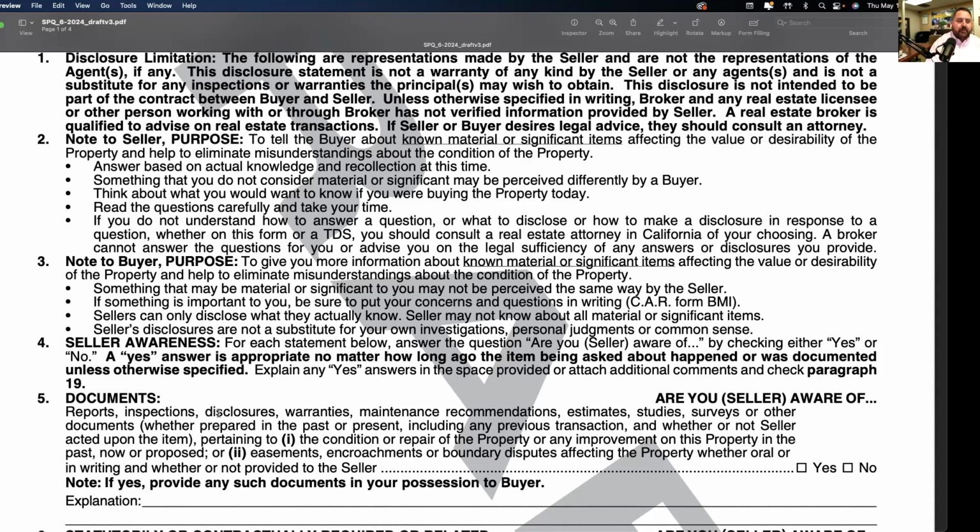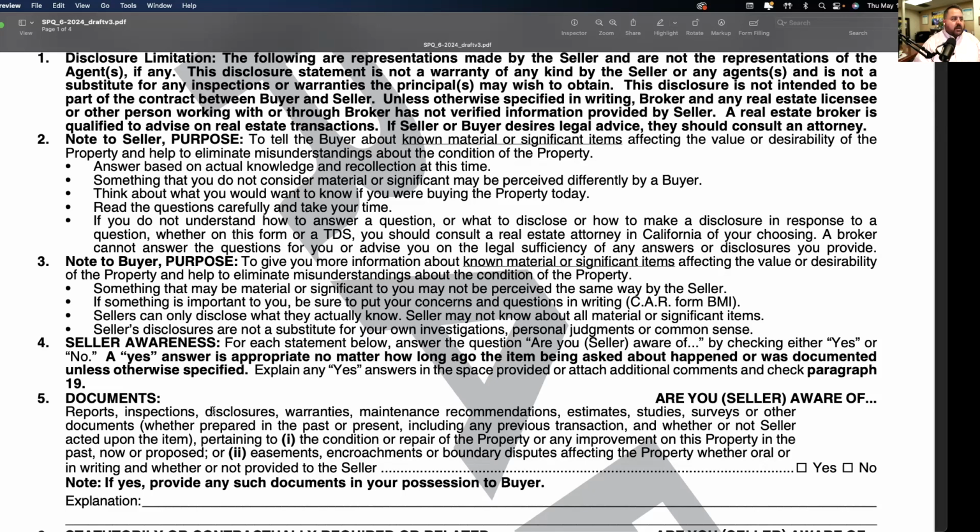Okay. If something is important to you, be sure to put your concerns and questions in writing on the Sierra Form BMI. That is the buyer material issue. So as we get closer to the changes in the way we practice and how we work with buyers, a BMI is going to be pretty much mandatory. Now, buyer material issues, what it does is it allows the buyer to put in writing what is important to them on the purchase. And that's going to be something that you're going to have to do as part of your buyer consultation as we get into that time where we change how we work with buyers.